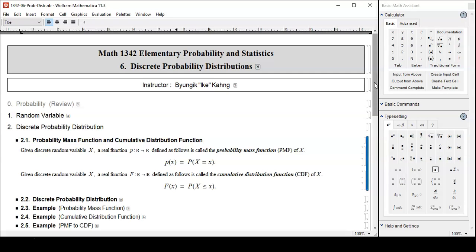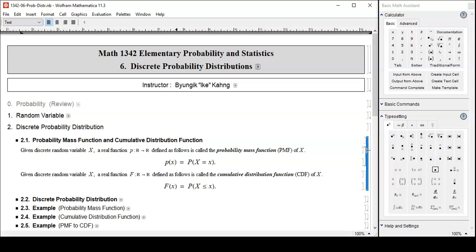Here we go. Given discrete random variable X, the probability distribution of that discrete random variable consists of two functions. Number one, the probability mass function defined like this, and number two, cumulative distribution function defined like that. Put these two functions together, that is PMF, the probability mass function, and CDF, the cumulative distribution function, and form a single entity, and I'm going to call it the probability distribution of the given random variable capital X.